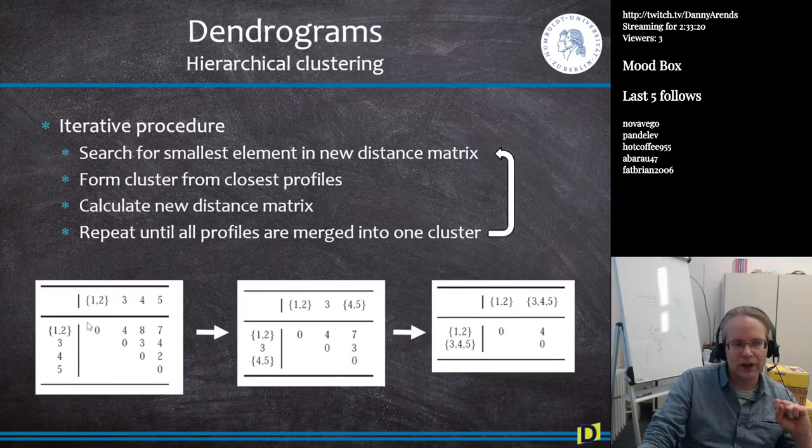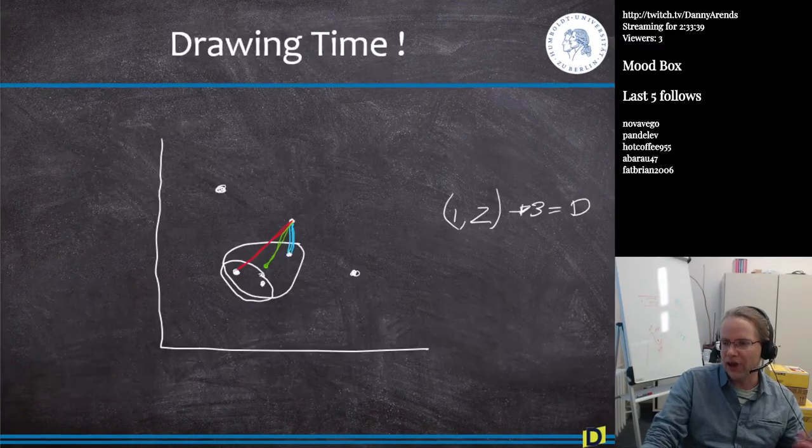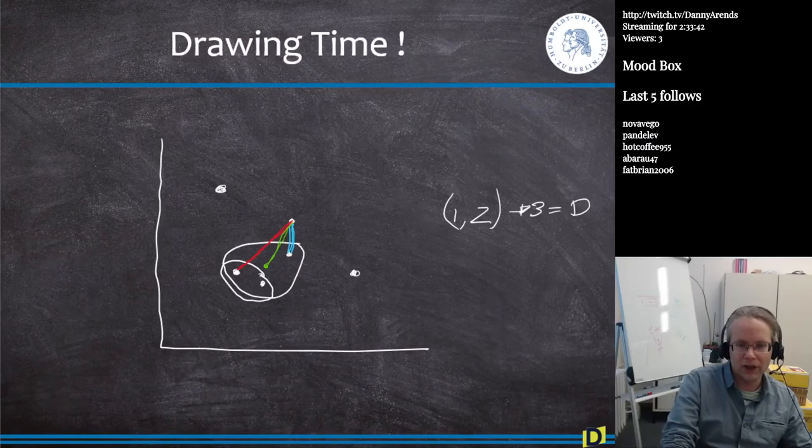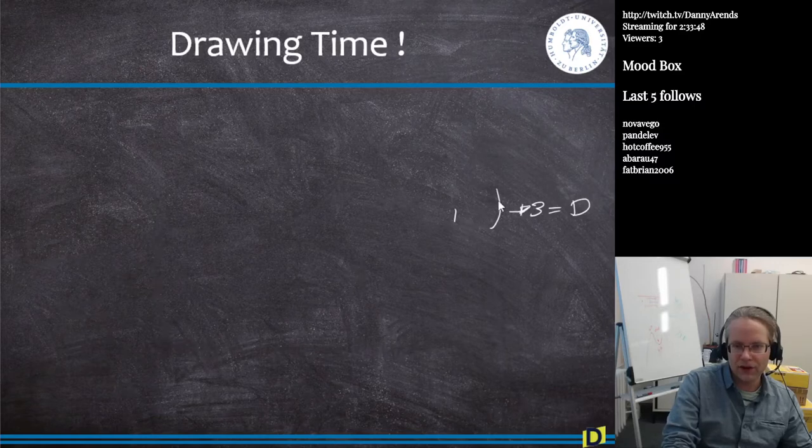So if we would look at our little example, we would merge 1 and 2, then we would merge 4 and 5, and then we would merge 3 together with cluster 4 and 5, because that has a distance of 3. Then we end up with two clusters, and then we would merge these two clusters, right? So here we would have a dendrogram, and this dendrogram would look a little bit like this. Let me actually make this active. So our dendrogram in this case would look like this.